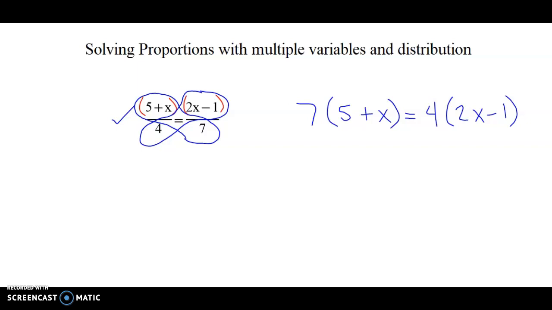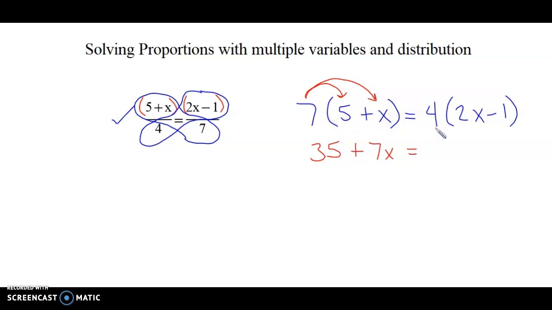Now we just solve a multi-step equation. To solve this multi-step equation, first we need to get rid of the parentheses. To do that, we distribute, or we multiply. So the 7 is multiplying times everything on the inside. First, 7 times 5 gives us 35. Next, 7 times positive x gives us positive 7x. Now that's everything on this side. We distributed evenly to everything in the group.